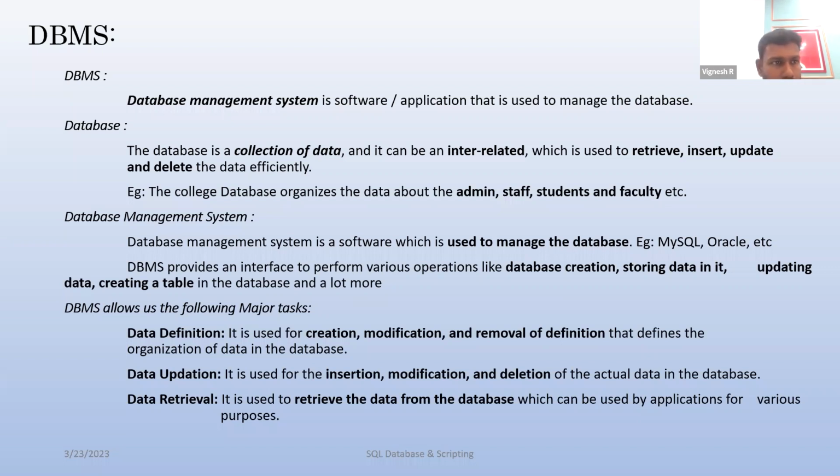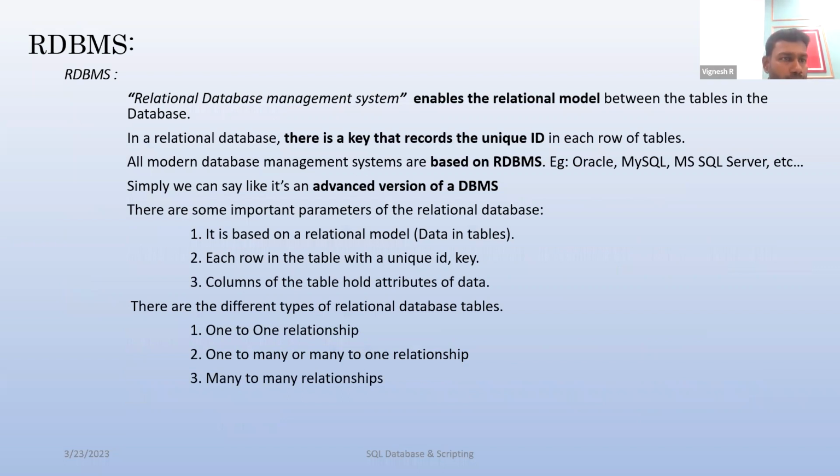Previously, we were using the database management system, which is unstructured. Later it was converted into the advanced version called the relational database management system. We can enable a relational model between the tables in the database. For example, if table A and table B exist, we can have a key relationship between the two tables.